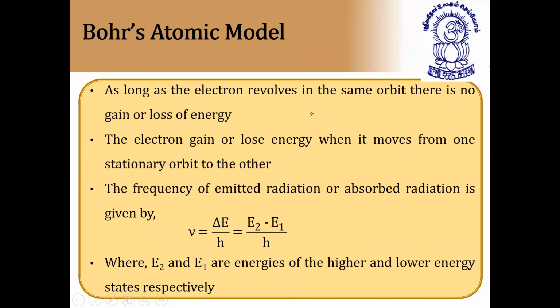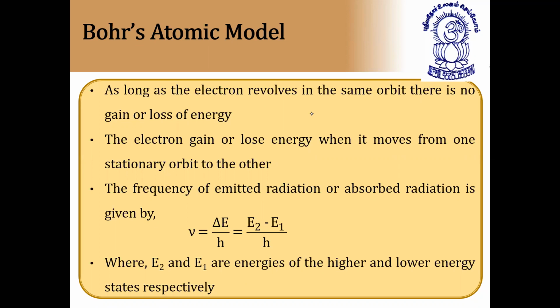Next postulate: as long as the electron revolves in the same orbit, there is no gain or loss of energy. Means as the electron is moving in a particular orbit, it neither gains nor loses energy. Its energy is constant. The electron will gain or lose energy only when it moves from one stationary orbit to another, that is first orbit to second, or second to third, or third to first, or second to first, and so on. The frequency of emitted or absorbed radiation is given by nu is equal to delta E by h, which is also equal to E2 minus E1 by h. Here E2 is the energy of the higher orbit and E1 is the energy of the lower orbit.